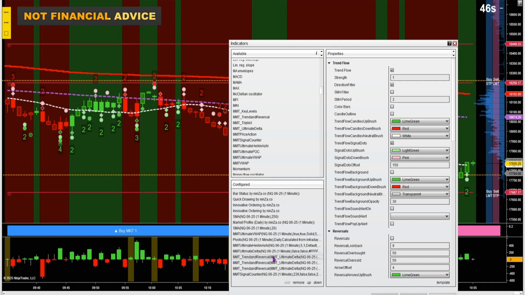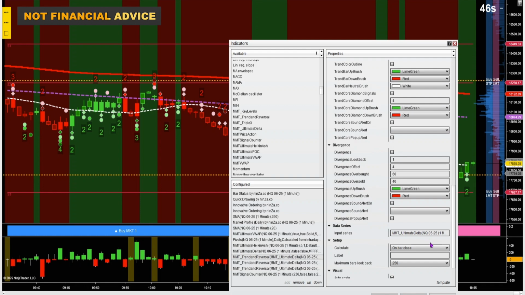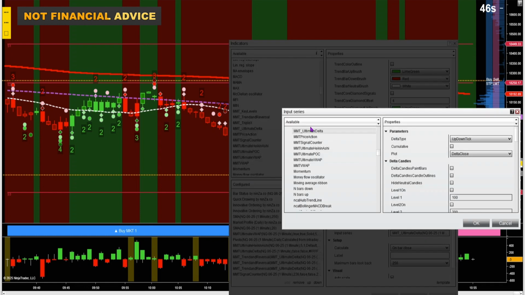And then I'm using 3 different instances of the MMT trend and reversal to measure different strengths of outflows and inflows of delta. So for each of the 3 instances of the trend and reversal, they are using the ultimate delta as an input series. So there's my ultimate delta. I've got it calculating in up-down tick mode. That way I don't have to worry about tick replay. And for the plot, I am using the delta close. Very important setting right there.